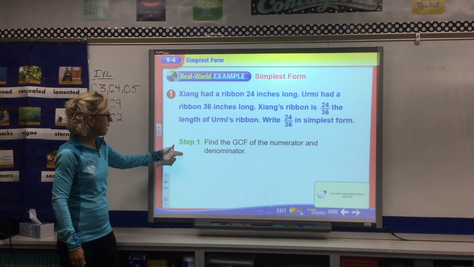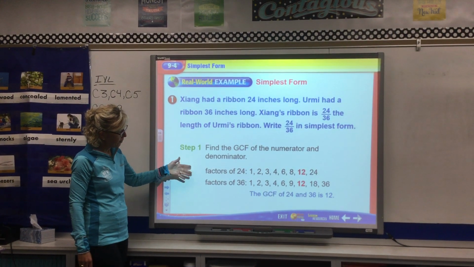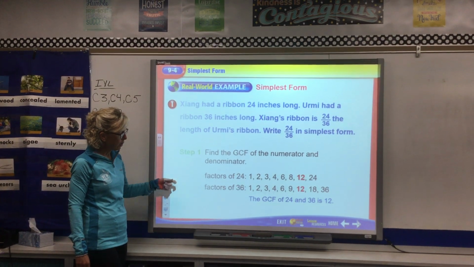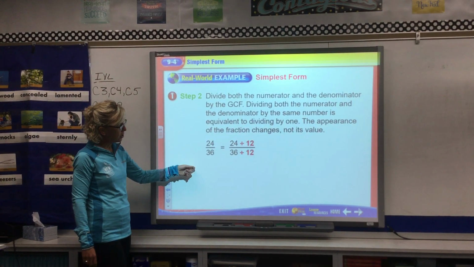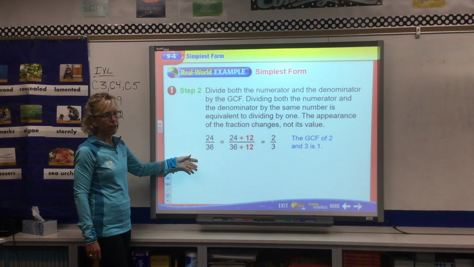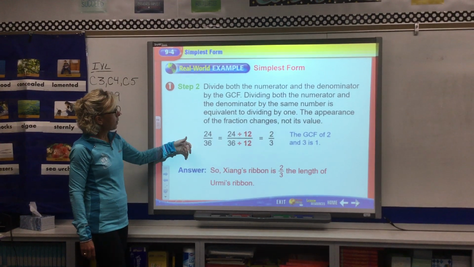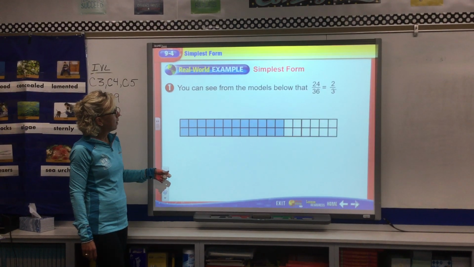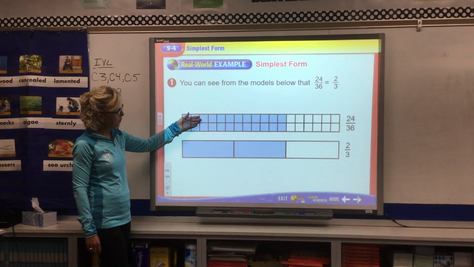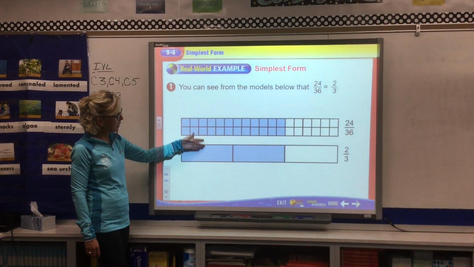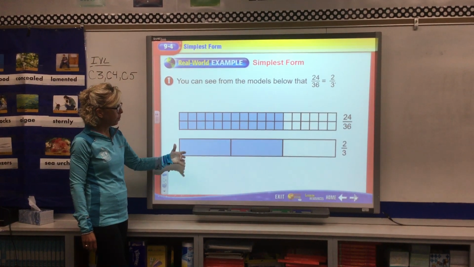So, as we said, find the greatest common factor of the numerator and the denominator. We listed factors, and we said, you know what, 12 is the greatest factor. So we're going to divide the numerator and the denominator just like we did by 12, and we got 2/3. That was one way to find it. Okay, and here they're showing you that 24 over 36 is equivalent to 2/3 in terms of the value or the amount.